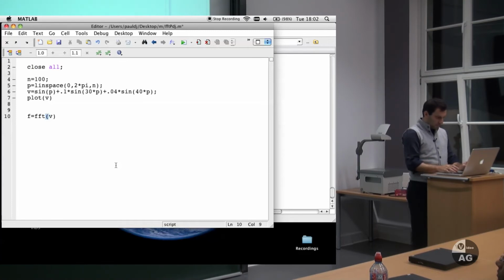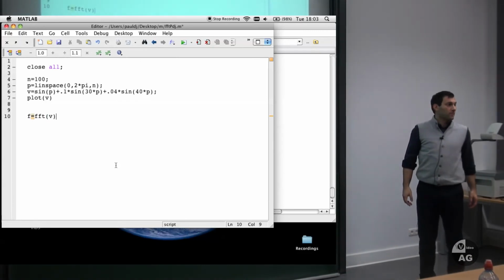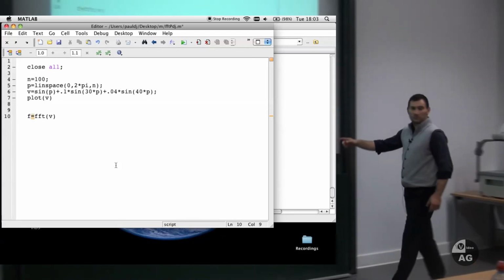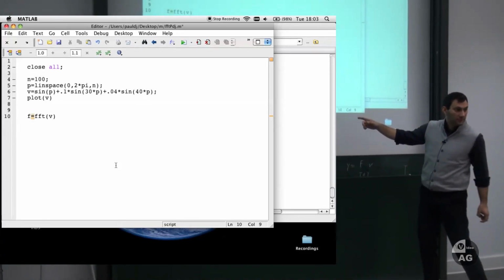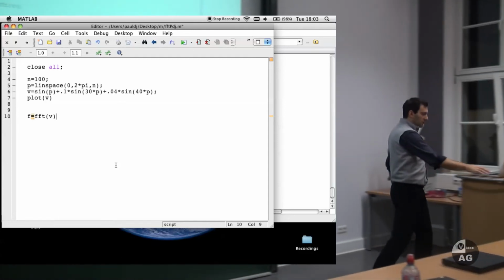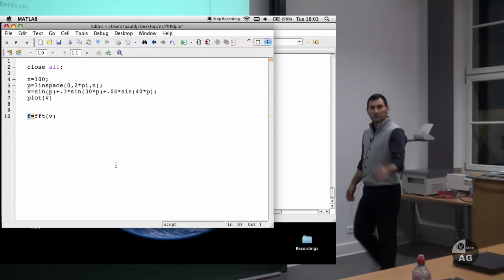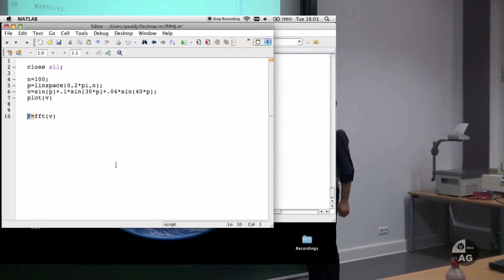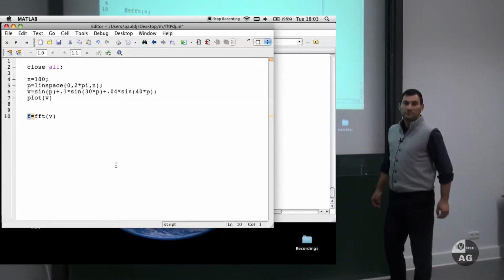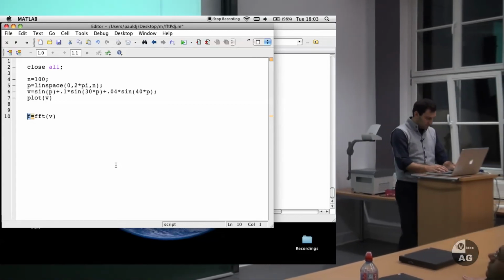FFT of V. What is F? This output, what will it be? A vector of complex numbers. Very nice. How long? As long as V. So 100. Okay.